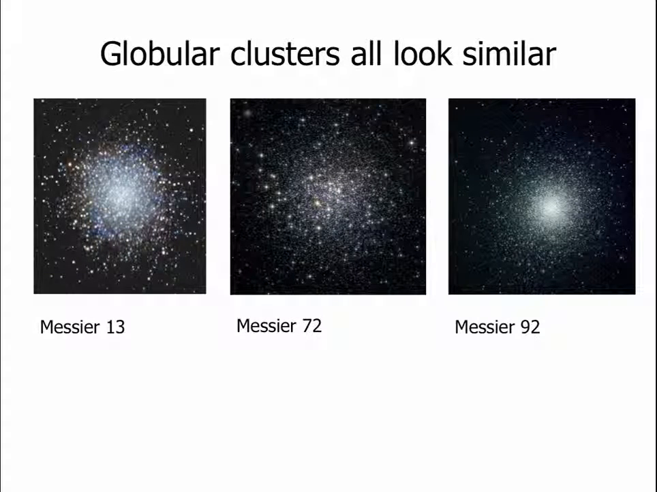Globular clusters, they all look very similar. They all have hundreds of thousands of stars. They all look like a little ball in space, tightly packed, all these stars really close together. So, whereas open clusters have a wide variety, globular clusters all kind of look the same, which makes us think that they all are formed in the same way.